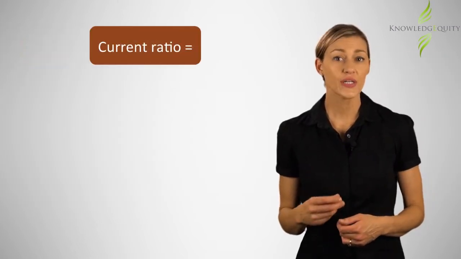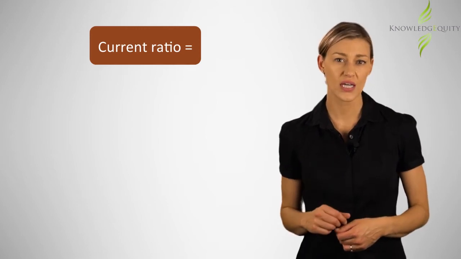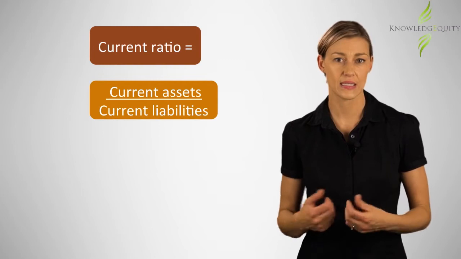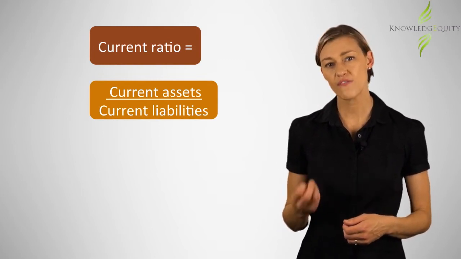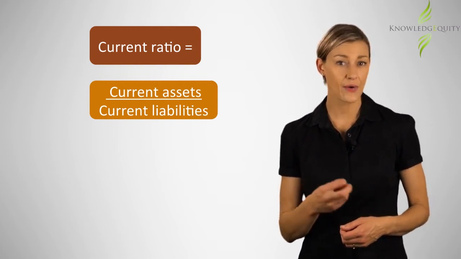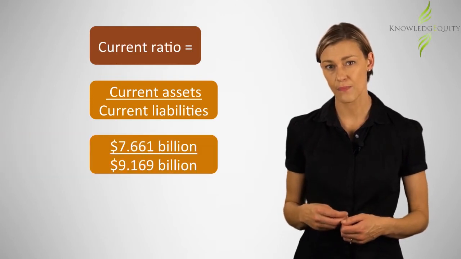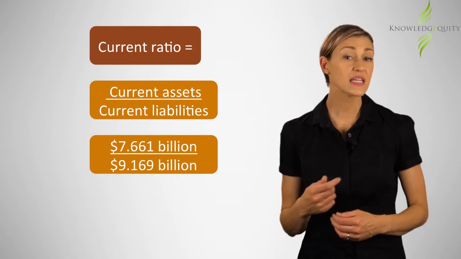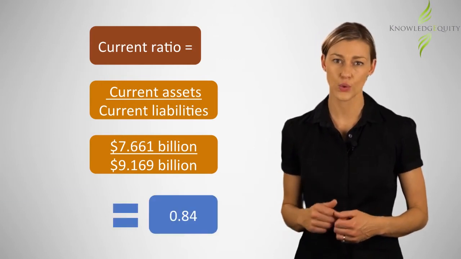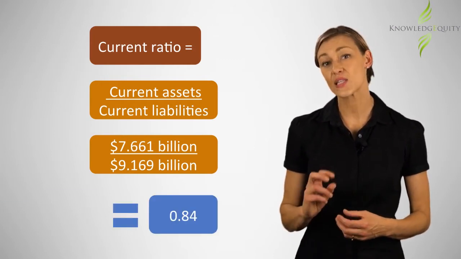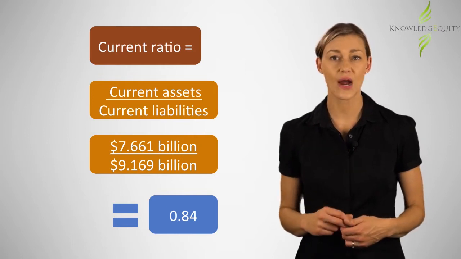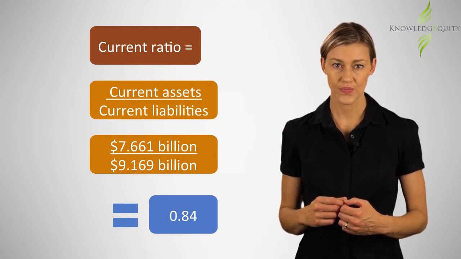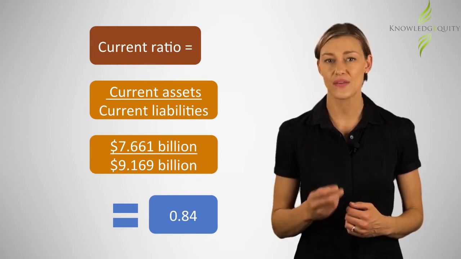The current ratio gives us an indication of the organisation's ability to meet current liabilities using current assets. Using the information provided, we divide current assets of $7.66 billion by current liabilities of $9.17 billion, which gives us a current ratio of 0.84. This indicates that Woolworths could not meet all of its current liabilities at this time using current assets. This is not necessarily a bad thing.